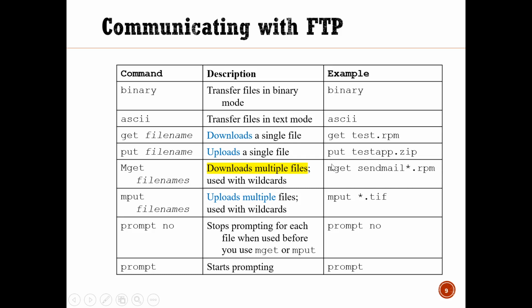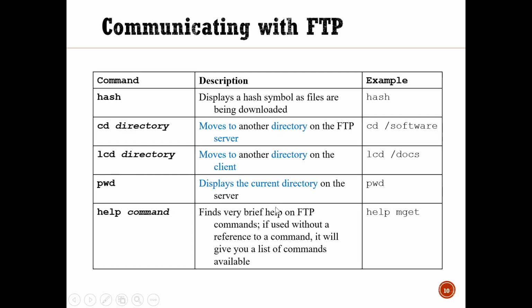mget is to download multiple files using a wildcard, and this is the file name to be downloaded. Here put means upload, and get means download. These are the two most important commands that you could think of. And mput is multiple put, so it is to upload multiple files with the use of a wildcard. Many of them are there.